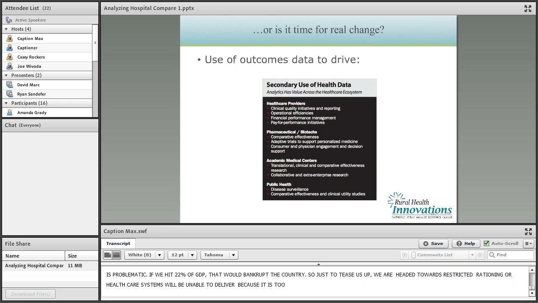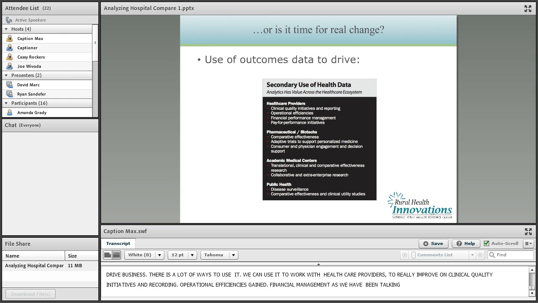That's very problematic, especially when you consider that estimates say that if we hit 22% of GDP, that would bankrupt the country. So, just to tee this up, we are either headed towards restrictive rationing, or our healthcare systems will be unable to consume or deliver medical innovation because it's too expensive, or perhaps there's an option for real change by using outcomes data to drive care. And that's where data analytics comes in from our perspective.